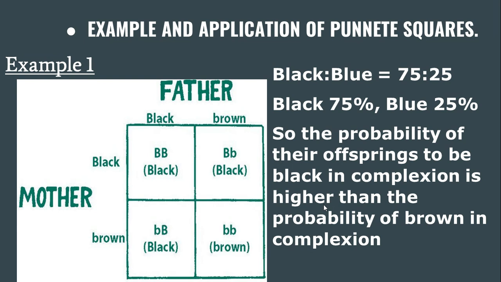So the probability of the offspring being black in complexion is higher than the probability of brown in complexion, as you can see. So the probability that the offspring will be black in complexion is higher than the probability that the offspring will be brown in complexion. So that is example one.